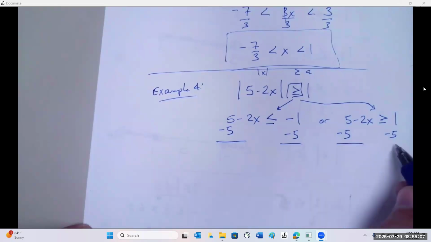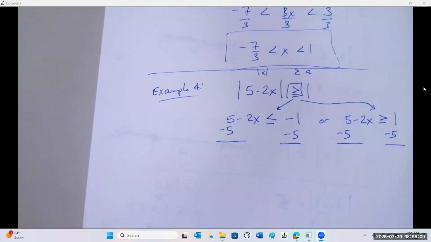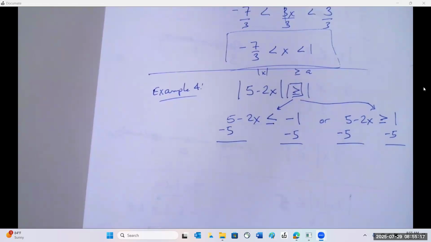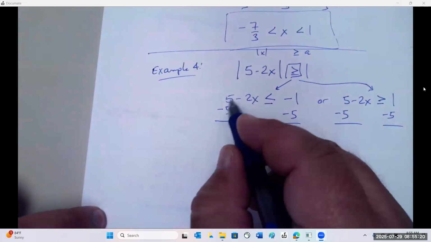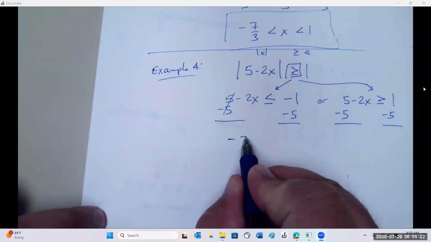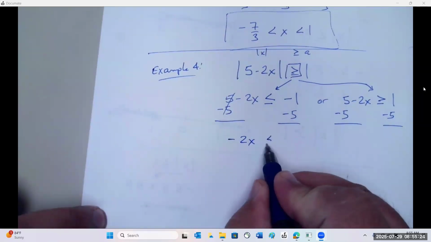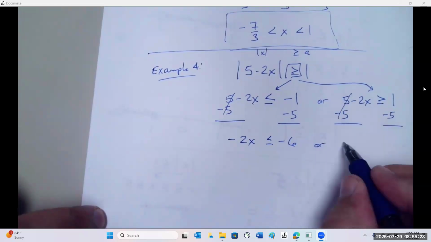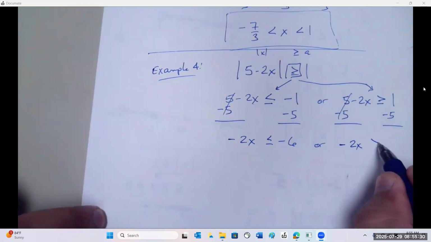Don't guess. Think logically of what has to be done. Mathematics is pure logic. You can't get to X until you get rid of everything else around it. So we have negative 2X is less than negative 6, or negative 2X is greater than or equal to negative 4.